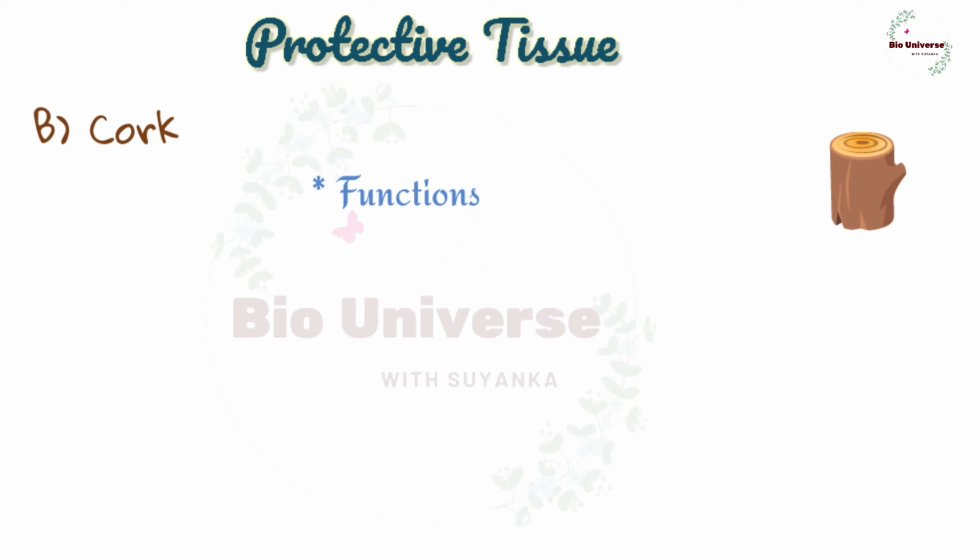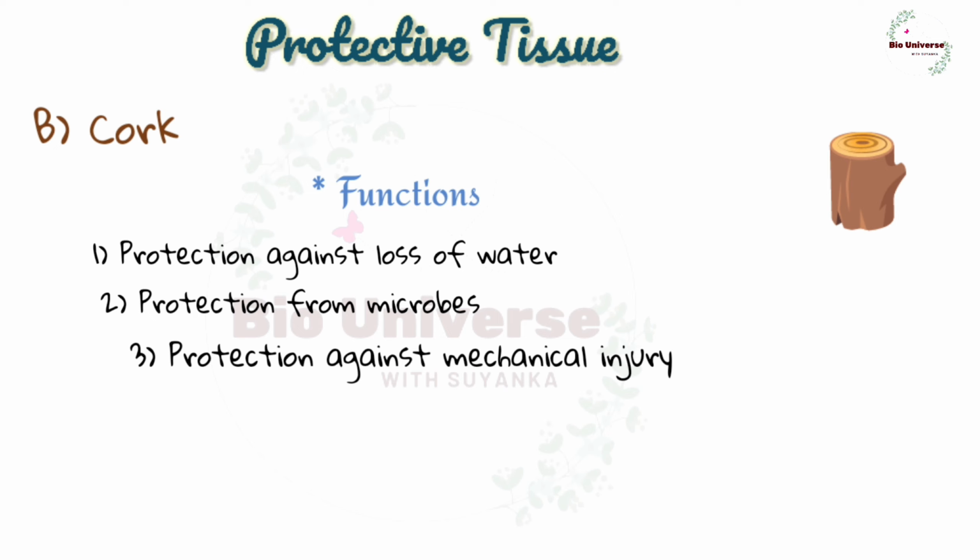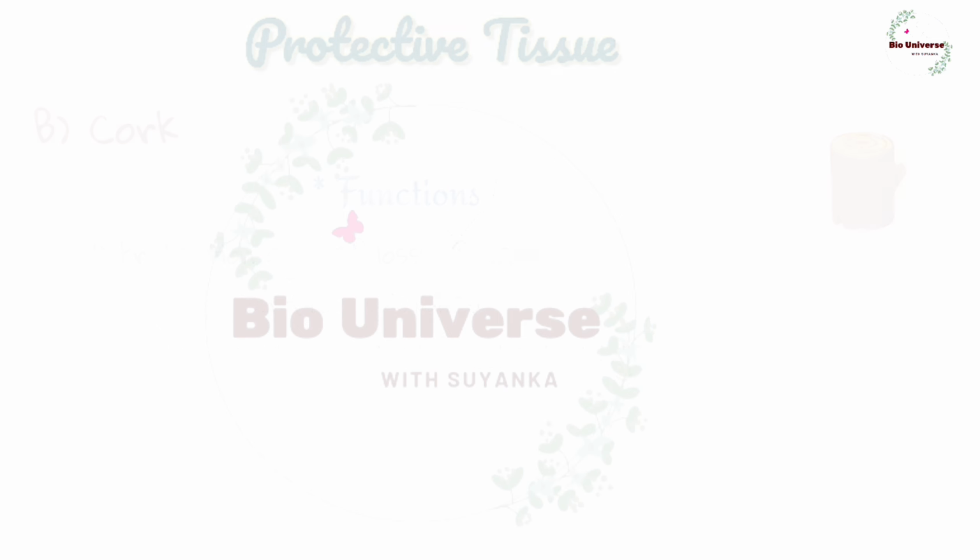Functions of cork. Multilayered impervious cork prevents a loss of water by evaporation. Cork protects the interior of plants from entry of harmful microorganisms. Cork provides protection against mechanical injury, extremes of temperature, fire, and browsing animals.